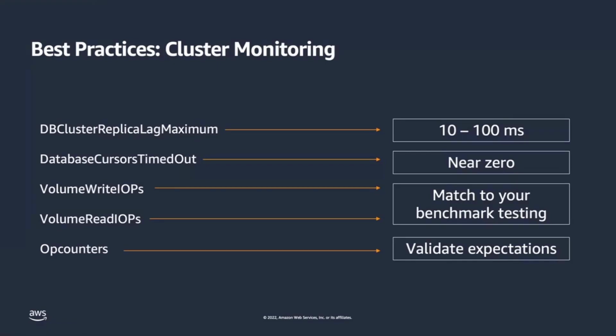Now, some best practices for monitoring and alarming on cluster level metrics. This DB cluster replica lag maximum should ideally be between 10 and 100 milliseconds. Database cursors timed out should be 0. All right, if it's not 0, it means most likely that clients are not closing cursors properly. Volume write IOPS and volume read IOPS measure what you are billed for. Again, not necessarily something to alarm on, but good for investigating any potential issues.